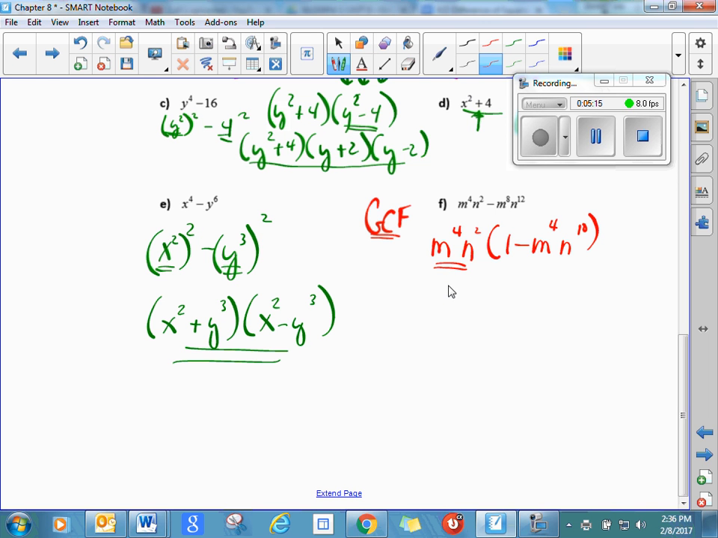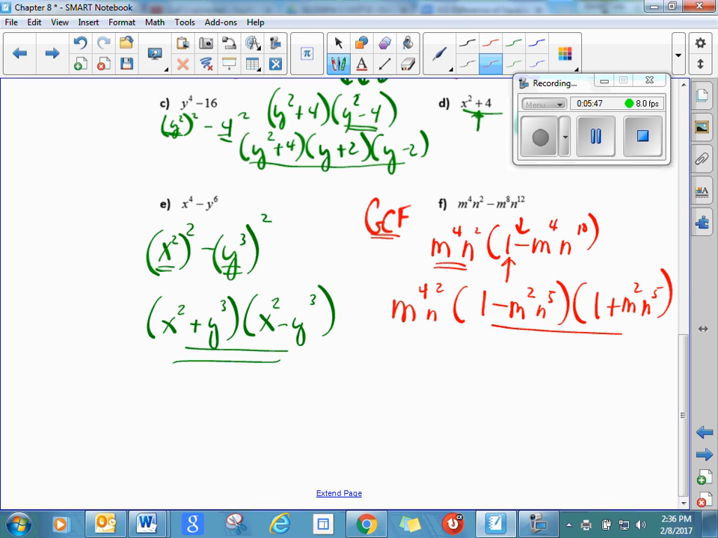Now I ask myself, do I have the difference of two squares? And yeah, I do, because 1 is a perfect square. There's my difference sign. M to the 4th is m squared, and n to the 10th is n to the 5th squared. So I can go one more, m to the 4th n squared, 1 minus m squared n to the 5th, and 1 plus m squared n to the 5th.